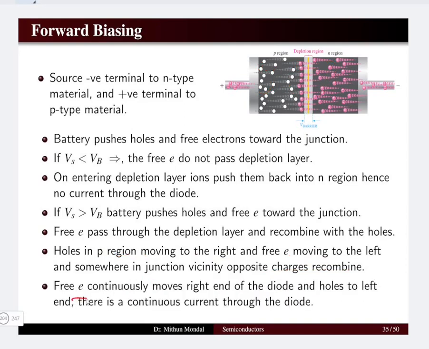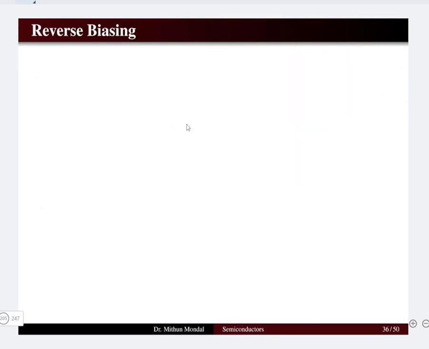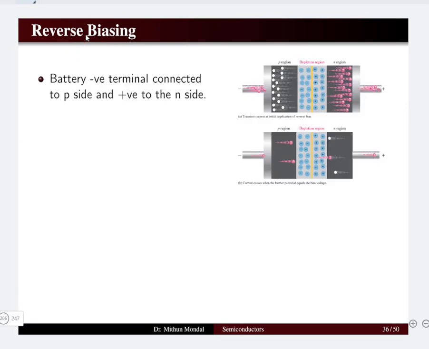These free electrons continuously move to the right end of the diode and the holes to the left end. So when biasing is applied, the holes are moving towards the right and electrons towards the left, and there is recombination. There is a continuous flow of current through the diode. Now the next condition is the reverse biasing, which is just the opposite of the forward biasing.